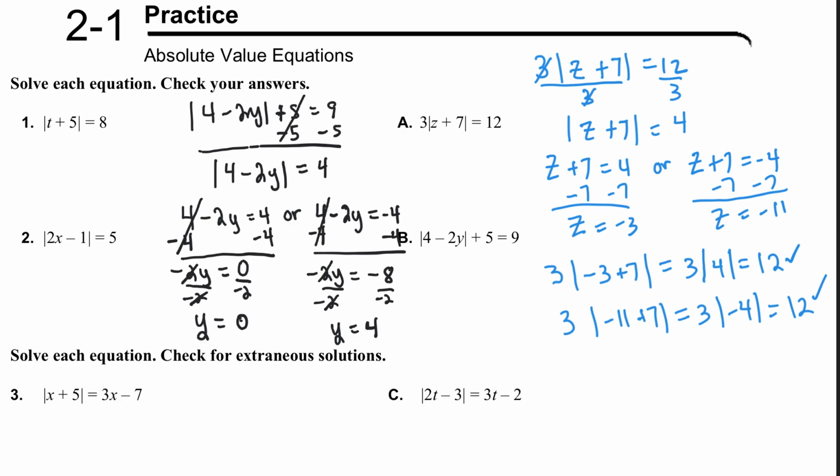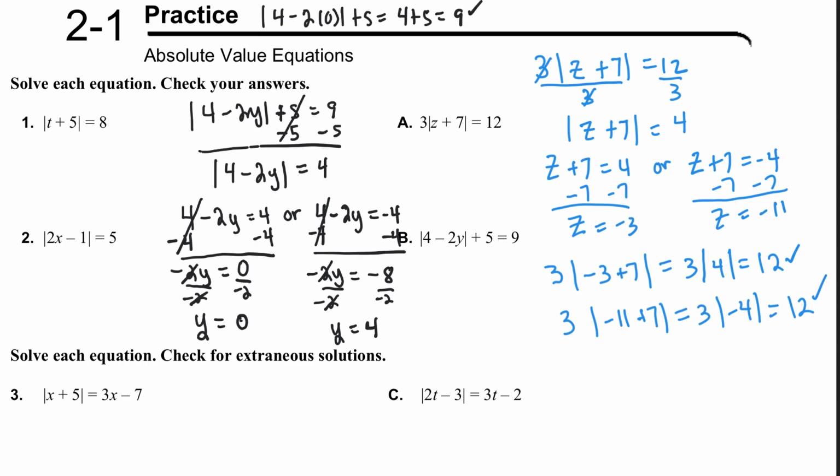Our last step is to check. So I'm going to go ahead and check up here. We have the absolute value of 4 minus 2 times 0 plus 5. We have 2 times 0, which is 0. And we have 4, so the absolute value of 4 is 4. So we have 4 plus 5, which gives us 9, and that's what we wanted.